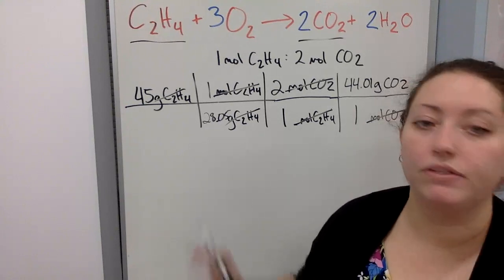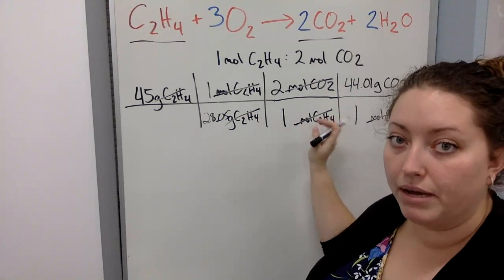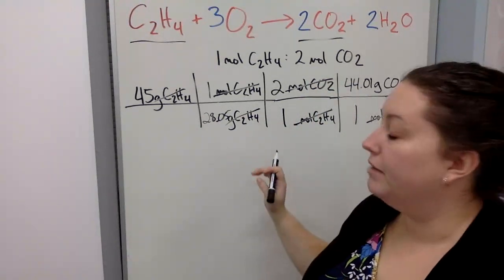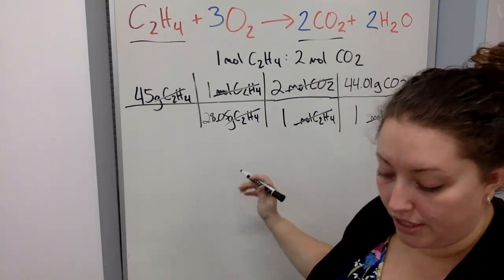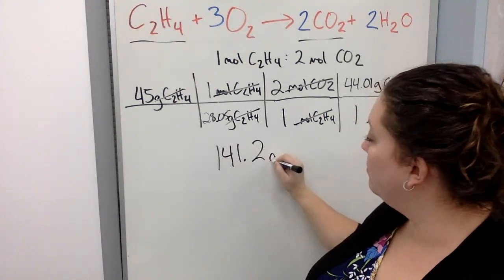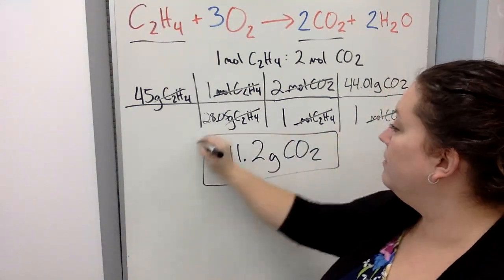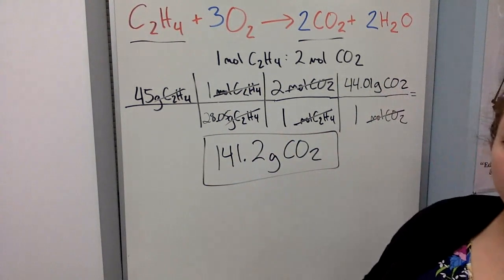Now all you have to do is multiply everything across the top, multiply everything across the bottom, and divide them. For this one, you should end up with 141.2 grams of carbon dioxide. Okay, so this is the whole thing.